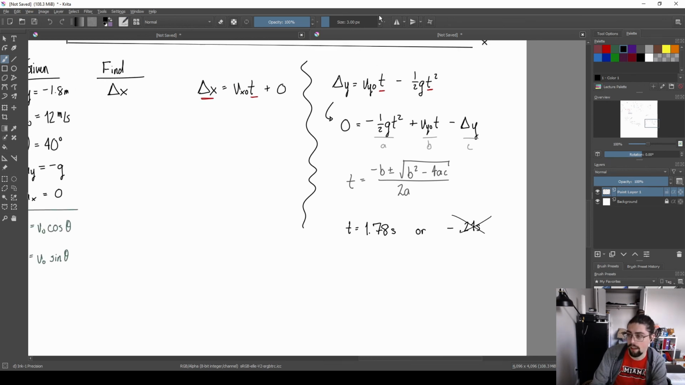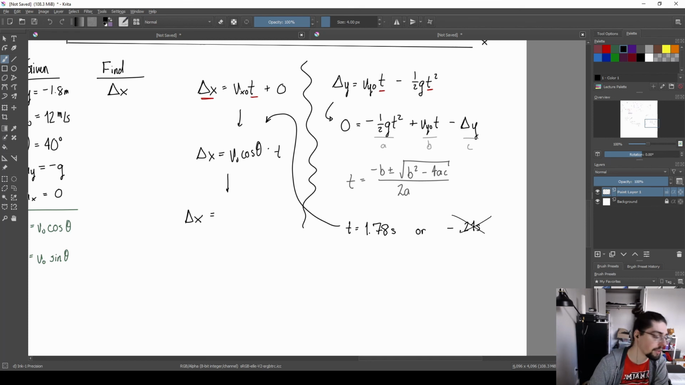We take that answer. We go back to our initial equation using delta x, now with our new good friend t. Plug that in. Delta x being v naught cosine of theta times t. We should find that our delta x at the end of the day should be something like, where did I put that number? 16, I have 16.37 meters. Again, if you have something slightly different, it's probably just a difference in how we rounded things. I would be happy with anything nearby this.